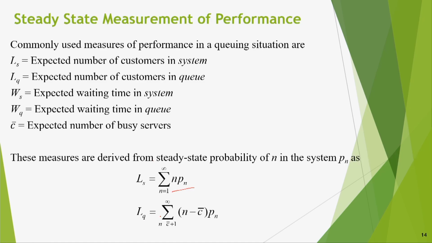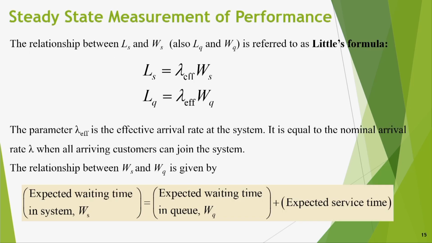And Lq is equal to what? Sum n is equal to C plus 1 to infinity, n minus C, Pn, where C is the number of busy servers. That means this is based on the queue length. The relationship between Ls and Ws, and also Lq and Wq, where Ws is the waiting time, Lq is the queue length, and Wq is the waiting time in the queue, is referred to as Little's formula.